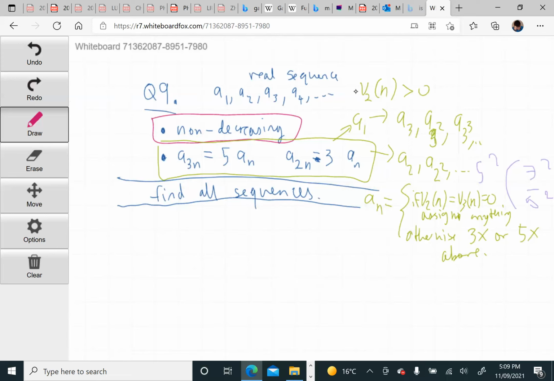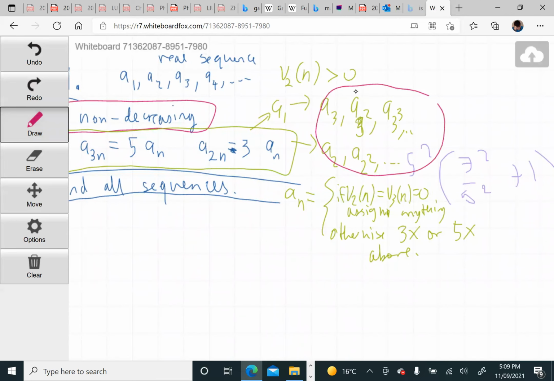So non-decreasing just means that the term could be the same as the previous term, but it can't be less than the previous term. It has to be more or the same. So actually, if you just did some basic calculations, like A3 would just be 5A1, A9 would be 25A1.